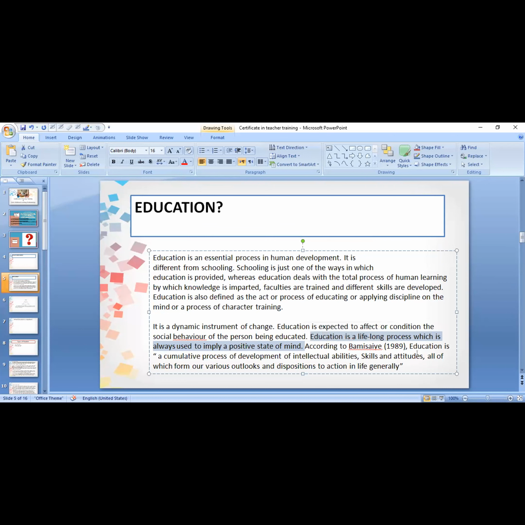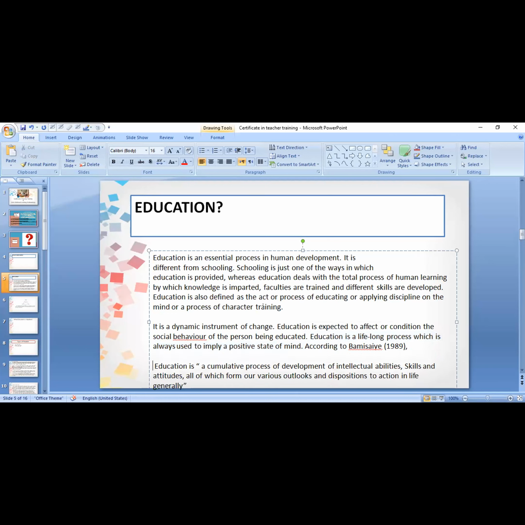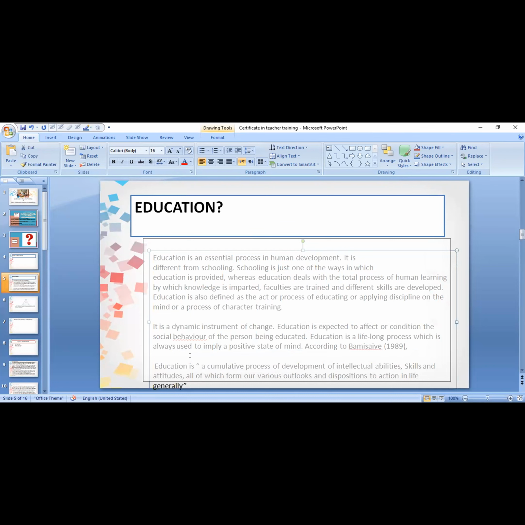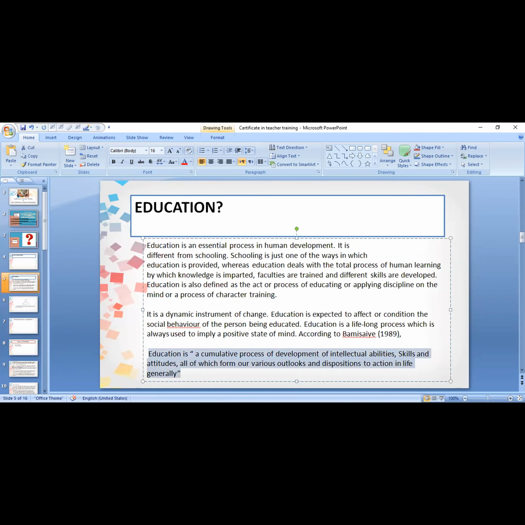According to Bamisiu, education is a cumulative process of intellectual abilities, skills, and attitudes, all of which form our various outlooks and disposition to action in life generally. All right, please read this definition, everyone. What can you understand from this definition? Okay, I will give you a few minutes. Try to understand this definition and discuss what you understood from it. It's very wide, okay? All right.